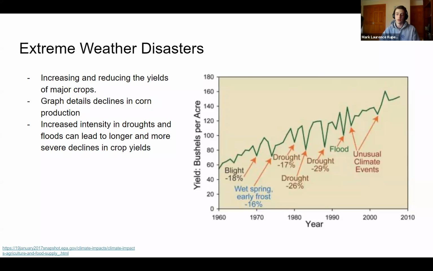As the years have gone on, the general crop yield has increased. However, droughts and floods have occurred more and more often and have become more and more severe. This is shown in the graph where the dips happen, which details a decline in production in specifically corn and other crops.